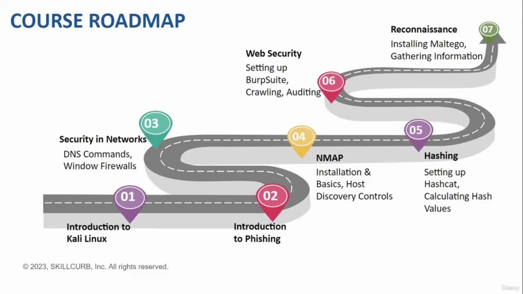hashcat. Section 6 comprises web security, where we will set up Burp Suite and learn how to crawl and audit particular websites. And in the last section, we will learn how to gather information using Maltego.